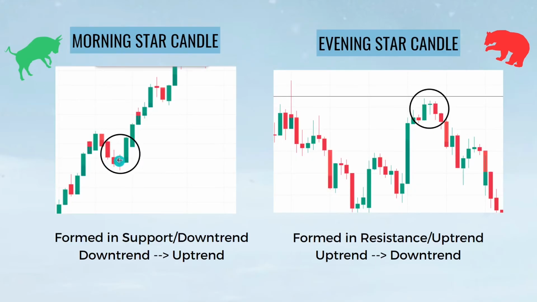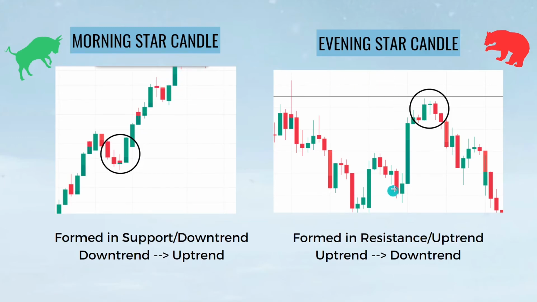Here it is a bearish candle followed by a doji candle, and this is the bullish candle. All three together we call a morning star candle. So what happened once this morning star candle is formed? The market has moved towards the upper direction.